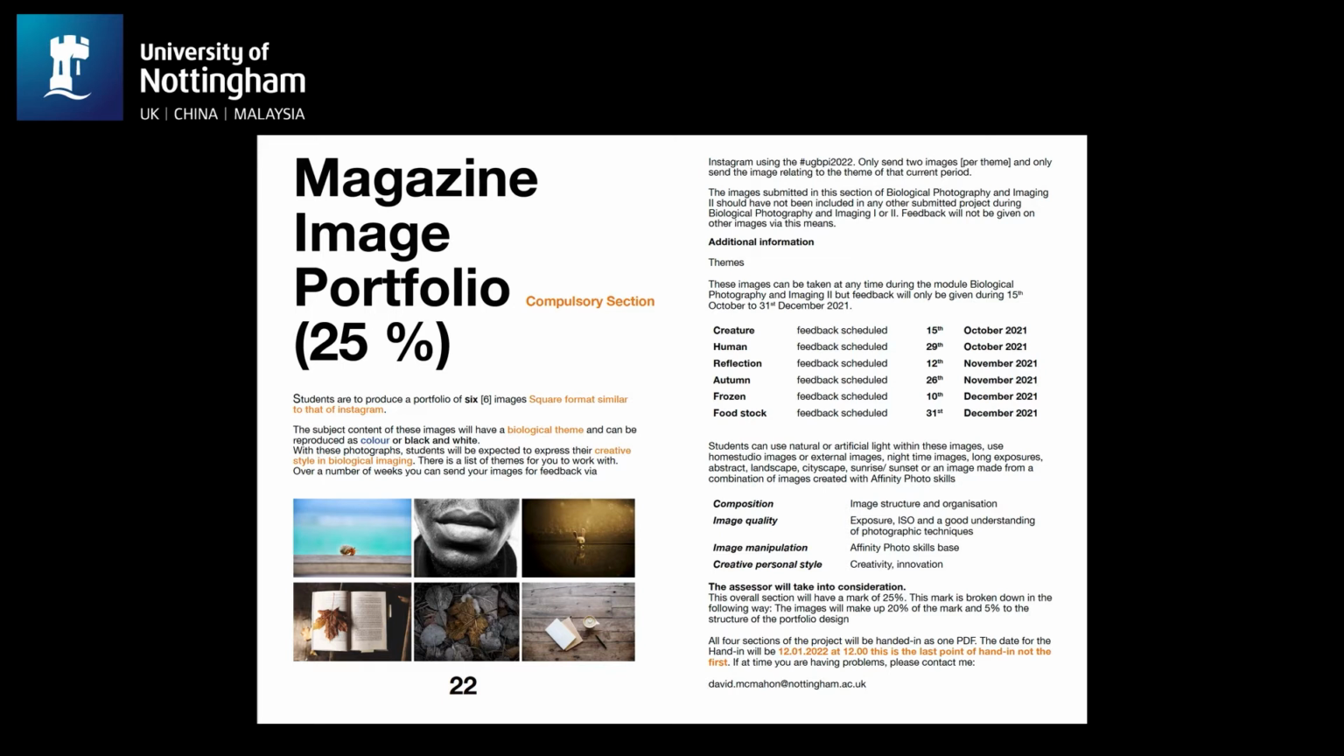You could go into Burger King and take a picture of somebody drinking a milkshake, or go to the supermarket and take pictures of vegetables or fruit. So again, it's quite an open and varied brief. So that's the magazine image portfolio that we're going to be doing during the project. And again, that's worth 25%. So 4 projects, each worth 25%.